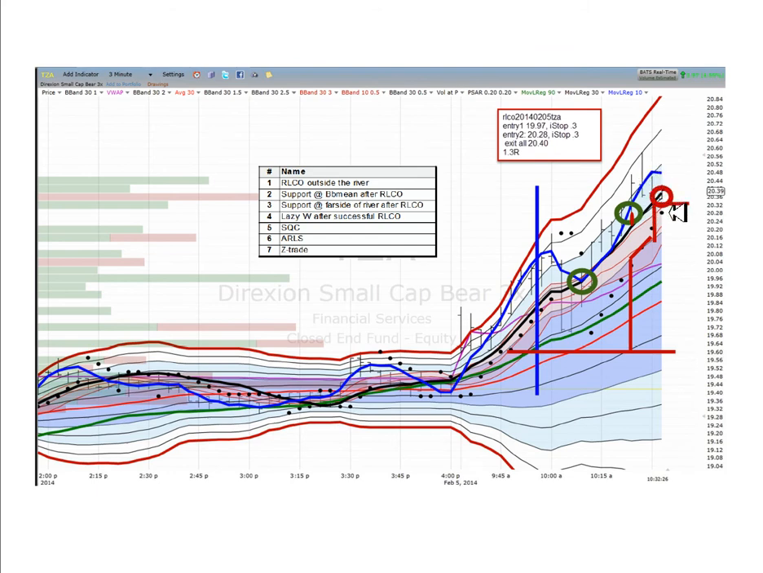Shortly thereafter, we get a 1, 2, 3 exit. I go ahead and take everything at 20.40. Nets out 1.3R. That's just bread and butter right there.